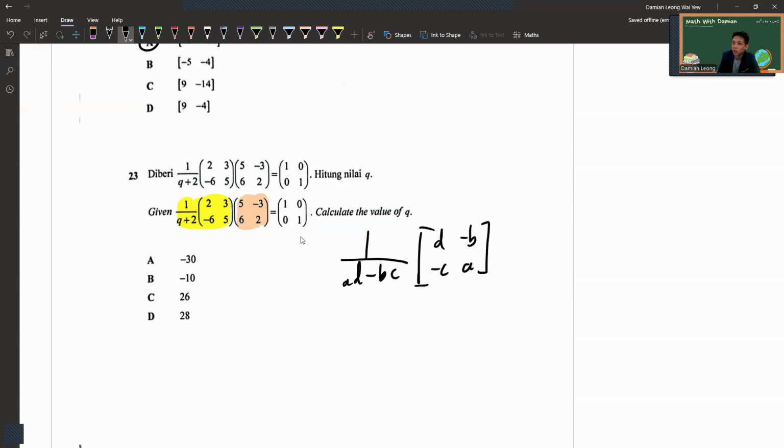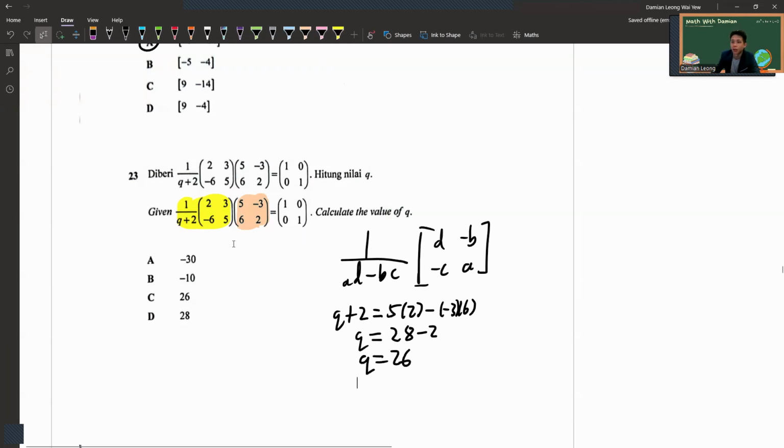So Q plus 2 is AD minus BC. Q plus 2 is 5 times 2 minus -3 times 6. So 10 plus 18, 28. Bring over the 2, 28 minus 2, Q is 26. Okay, answer C. That's for question 23.